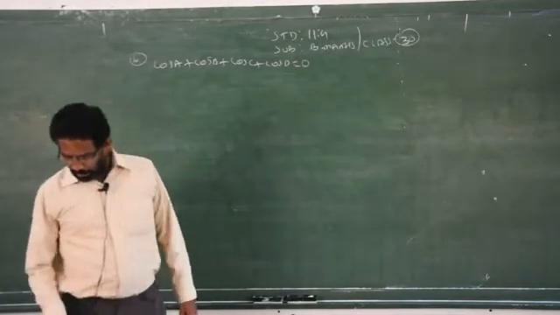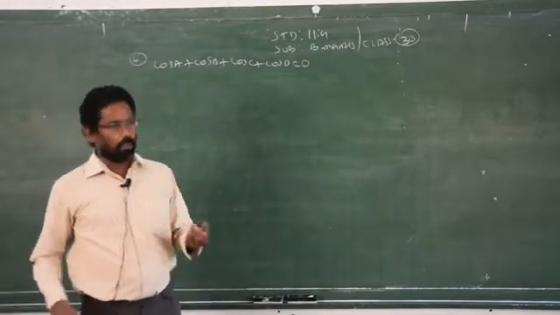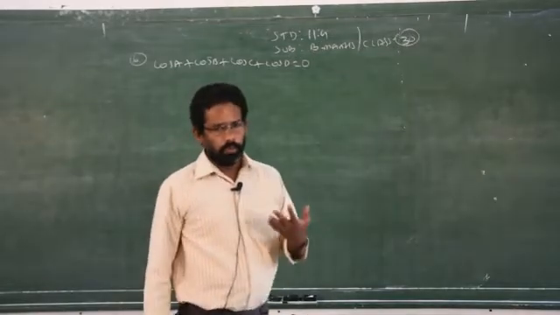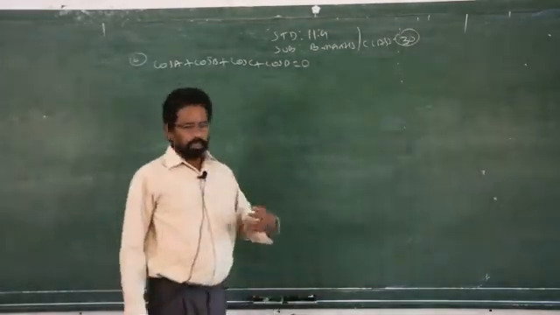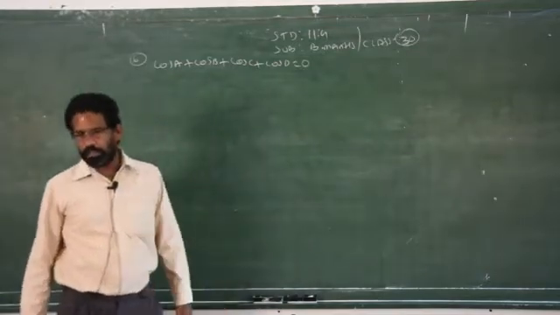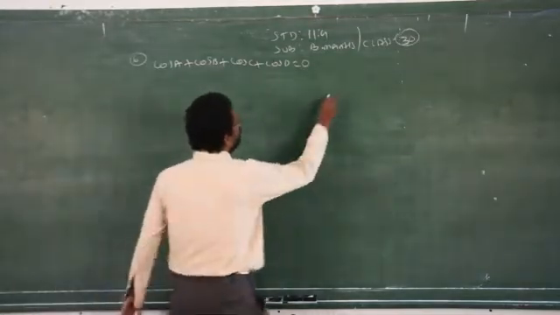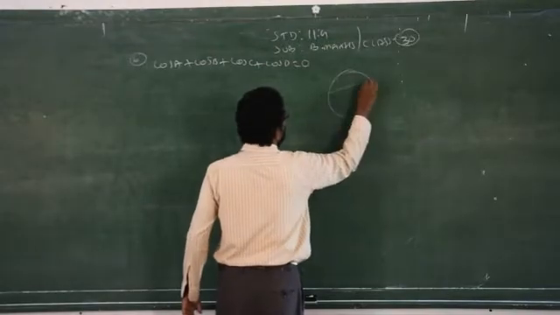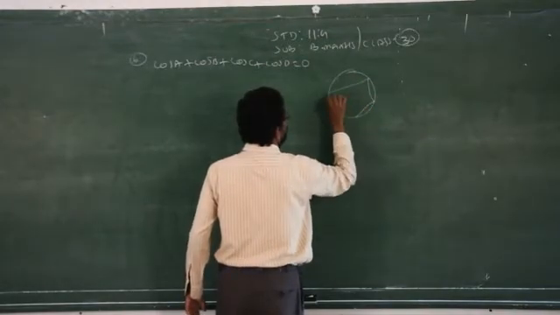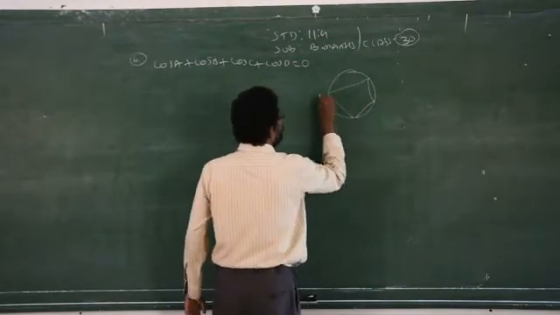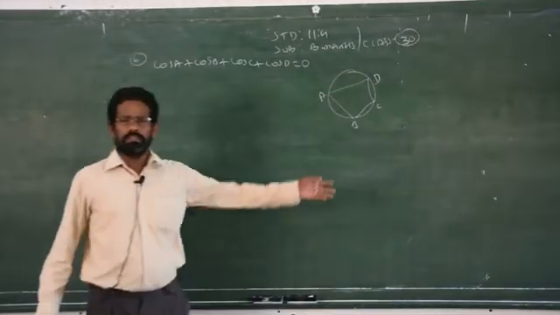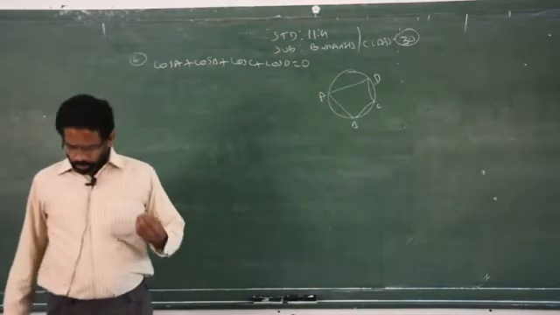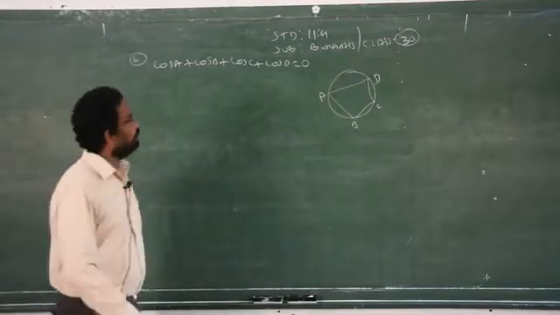ABCD are the angles of the cyclic quadrilateral. You know the quadrilateral. A quadrilateral is formed by 4 line segments. When the quadrilateral is inside the circle, it is called a cyclic quadrilateral. So the diagram may be like this. You just name it as A, B, C, D. So you know the basic concept in cyclic quadrilateral.